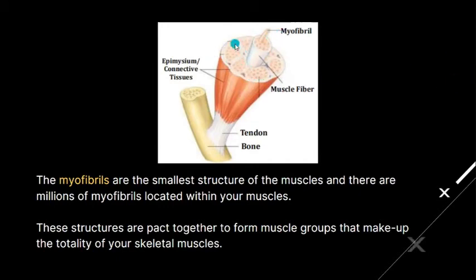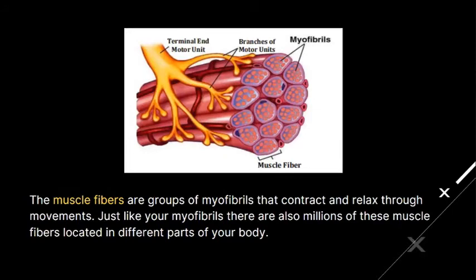It's like they have a container. So when our myofibrils are already grouped, we call this a muscle fiber. Muscle fibers are groups of myofibrils that contract and relax through movement. Just like your myofibril, there are also millions of these muscle fibers located in different parts of your body.